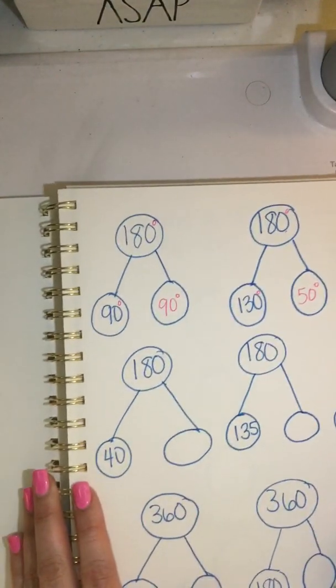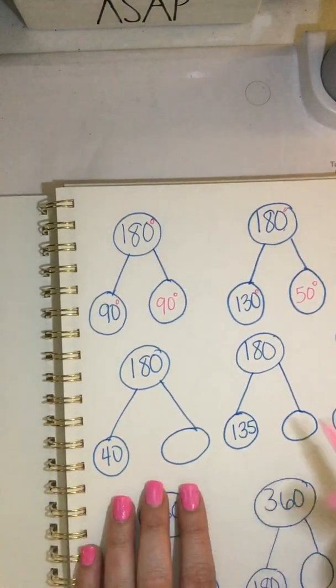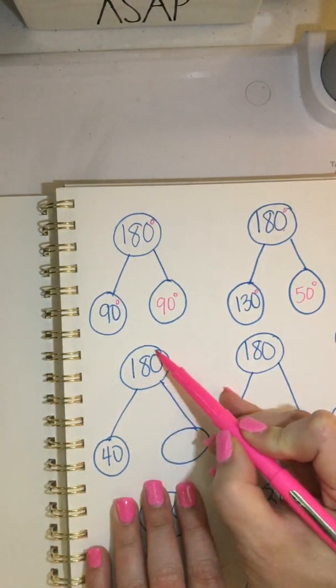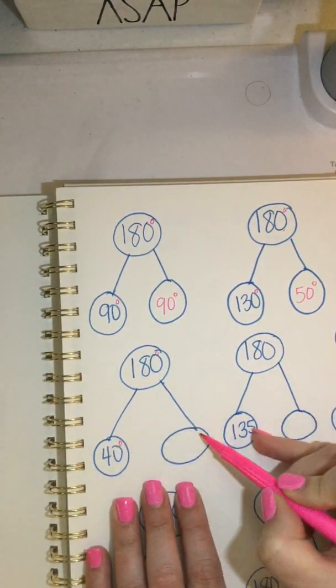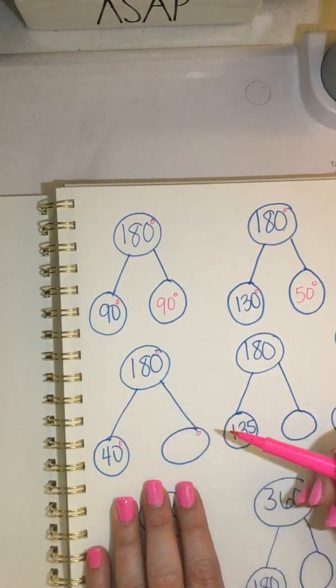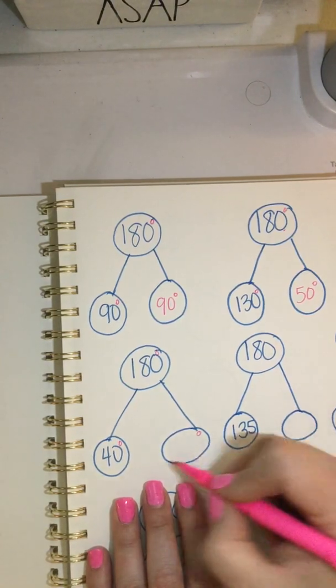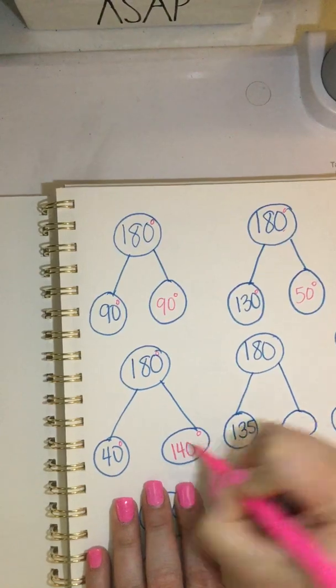Okay, let's look at these next two 180 degrees. I have 180 degrees total and 40 degrees. How many more degrees do I need to make 180? How many more? Okay, it should be 140.